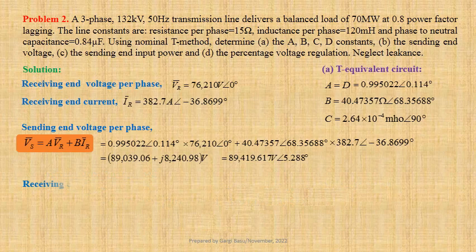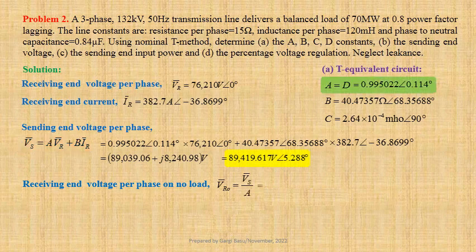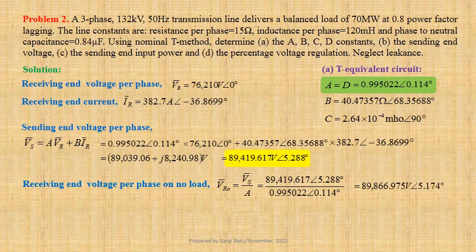On no load, receiving end current IR equals 0. Therefore, receiving end voltage per phase on no load VRO equals Vs divided by A. Using values we get 89,419.617 at an angle 5.288 degree divided by 0.995022 at an angle 0.114 degree. That gives us 89,866.975 volt at an angle 5.174 degree.